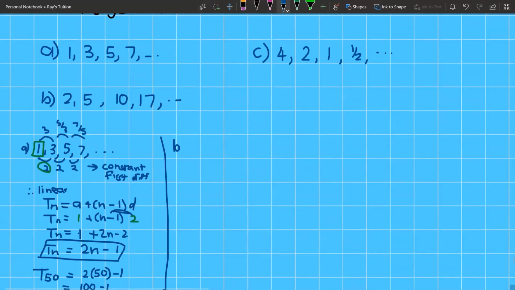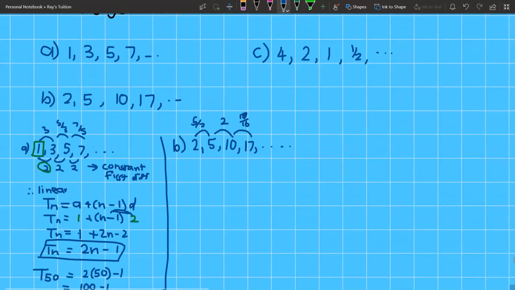For number B, we have 2, 5, 10, 17, and so on. We can first try the common ratio. 5 divided by 2 is 5 over 2, 10 divided by 5 is 2, and 17 over 10 is the next one. So there's no common ratio, so it's not geometric.